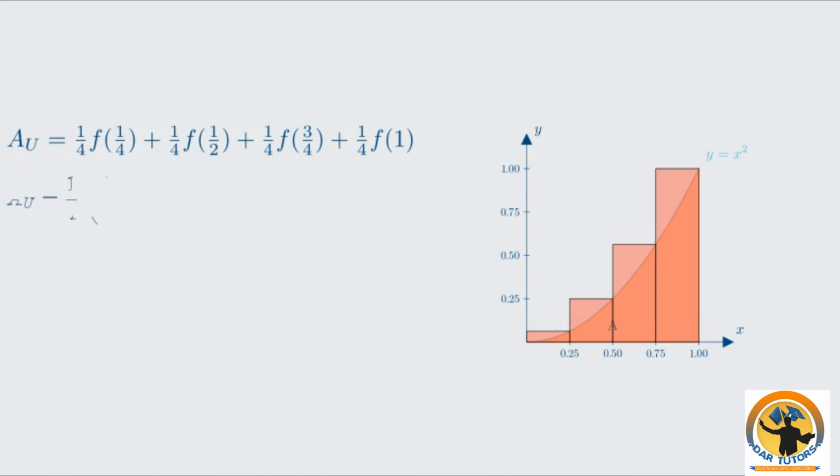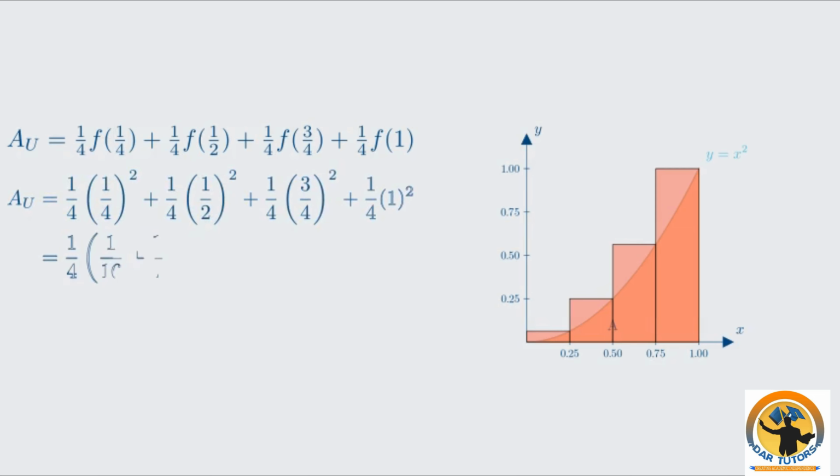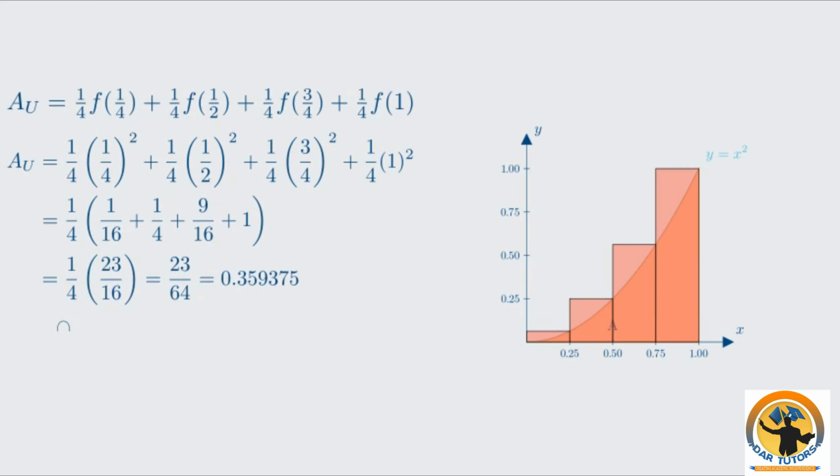Substituting the function, we get 1/4 times 1/4 squared, plus 1/4 times 1/2 squared, and so on. This simplifies to 1/4 times the sum of 1/16, 1/4, 9/16, and 1. The total is 1/4 times 23/16, which is 23/64, or 0.359375. So we know A is less than 0.359375. By combining our lower and upper bounds, we can say that the true area A is between 0.21875 and 0.359375. This is a much tighter estimate than our initial guess of between 0 and 1.